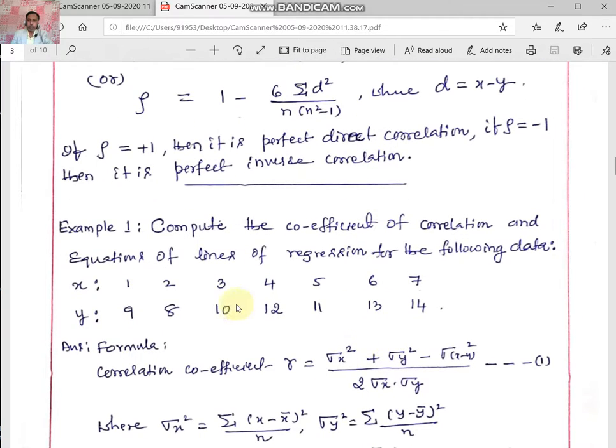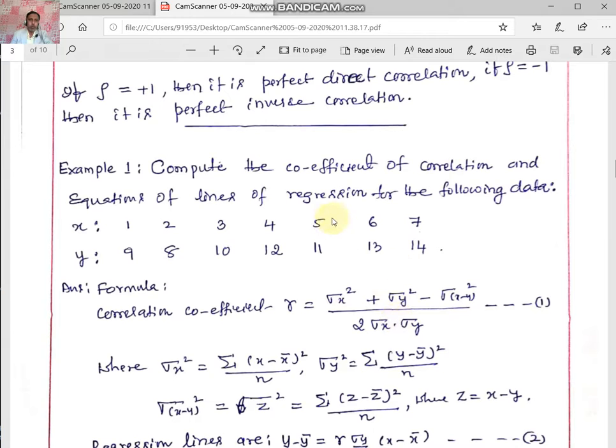Okay, one example. Compute the coefficient of correlation and equations of lines of regression for the data: x values 1, 2, 3, 4, 5, 6, 7, y values 9, 8, 10, 12, 11, 13, 14. So what we have to find here? We want to find the correlation coefficient and also the lines of regression for the given x values and y values.